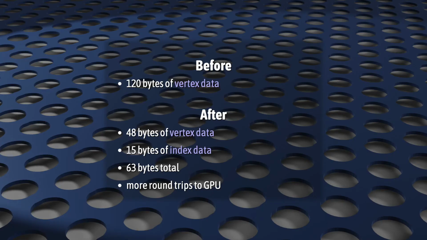So what did that get us? Well, the data we created for our original drawArrays example at the start of this video took up 120 bytes. Using drawElements, we're down to 48 bytes for the vertices and 15 bytes for the index data, so we're using about half as much memory. The downside is that with the extra buffer, there are more round trips to the GPU, so it's good, but it's not mind-blowing. But there's an even bigger downside that you have to consider before choosing drawElements.